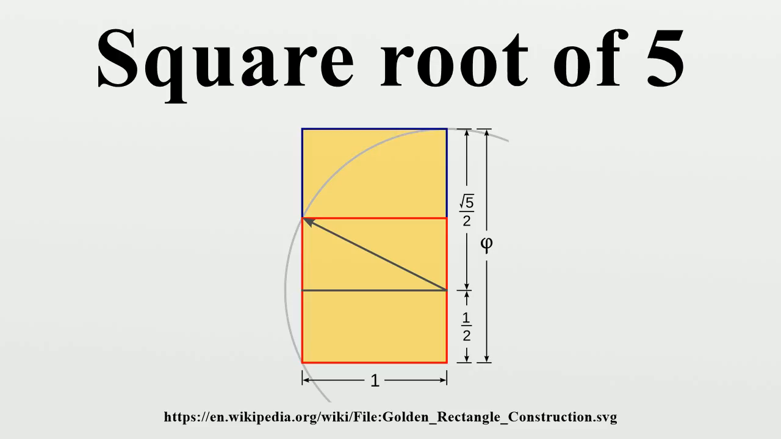The root 5 rectangle can be constructed from a 1 to 2 rectangle, or directly from a square in a manner similar to the one for the golden rectangle shown in the illustration, but extending the arc of length square root 5 halves to both sides.